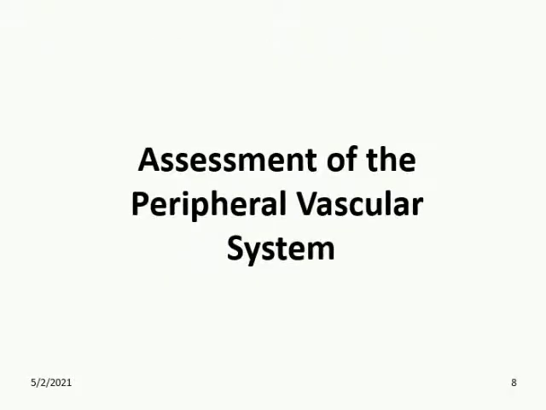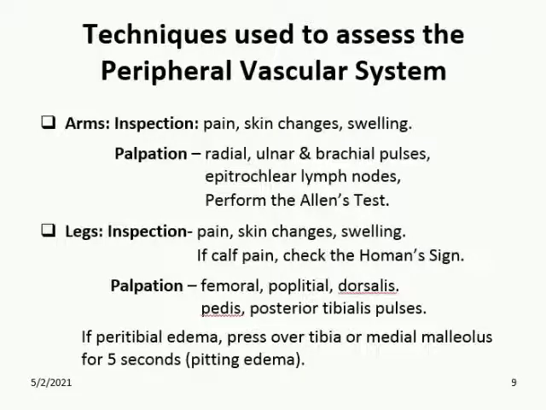Assessment of the peripheral vascular system. Techniques used to assess the peripheral vascular system are inspection and palpation. Arms are inspected for pain, skin changes, and presence of any swelling, and palpated for checking radial, ulnar, and brachial pulses, epitrochlear lymph nodes, and also perform the Allen test.